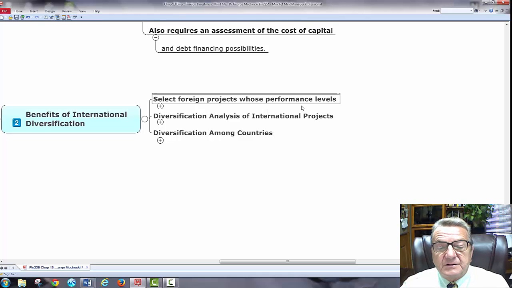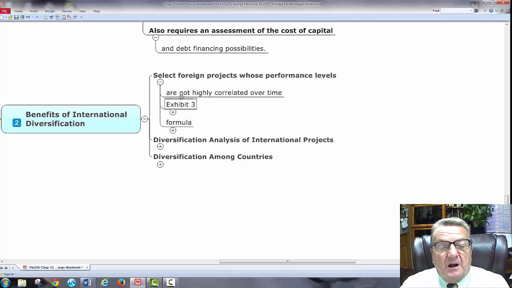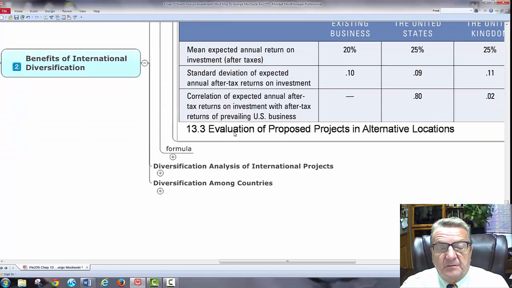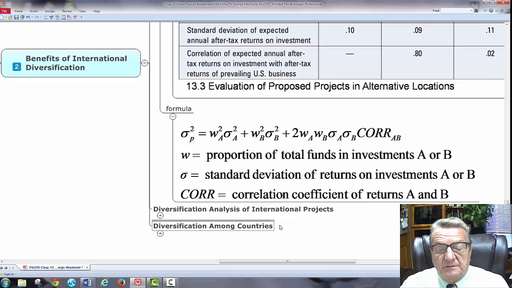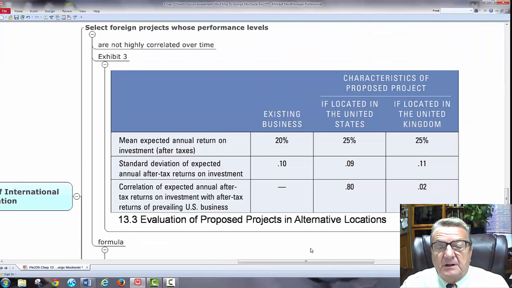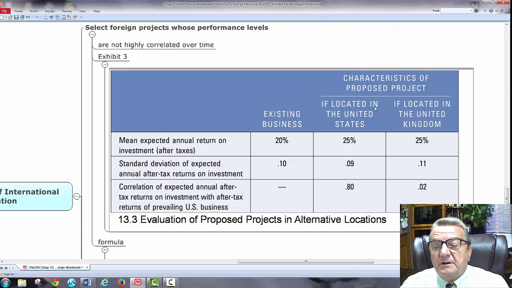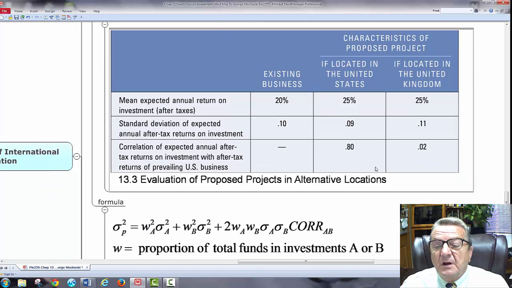Select foreign projects whose performance levels are not highly correlated over time. Okay, and here's an example. And here's a formula. So if I'm looking at this, what do I have here? I'm looking at existing business if located in the United States, if located in the United Kingdom, characteristics of proposed project, investment after taxes, so standard deviation. Okay, so I'm looking at that.